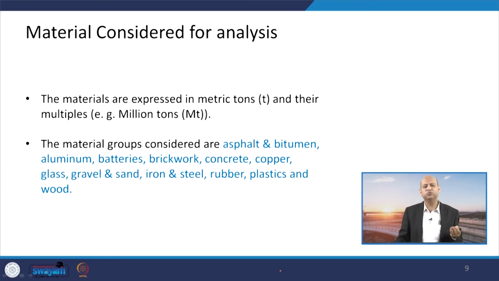The materials considered for the analysis are also to be known, so that we can go only for those selected ones. So, basically the quantification has to be in certain units, and that is metric tons or million tons, something like that, okay. And the materials to be quantified are restricted to asphalt and bitumen, aluminum, batteries, brickwork or concrete, copper, glass, gravel and sand, iron and steel, rubber, plastic and wood. These kinds of materials have been included in this particular study.